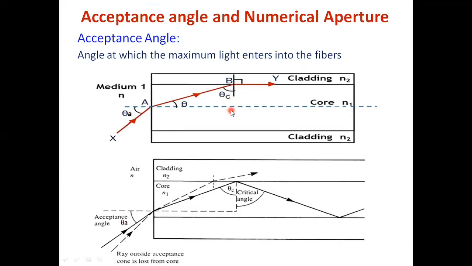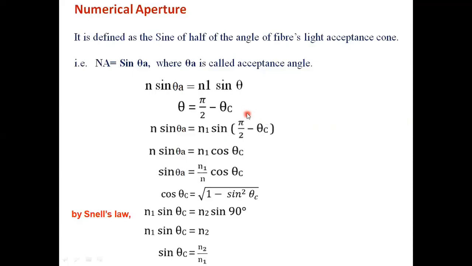Therefore, theta equals pi by 2 minus theta c, or theta c equals pi by 2 minus theta. As per the expression, theta equals pi by 2 minus theta c, or 90 minus theta c. Therefore, n sin theta a equals n1 sin, and you can substitute theta here, 90 minus theta c. So sin of 90 minus theta c, we know, is cos theta c. We can substitute that value here: sin theta a equals n1 by n cos theta c.